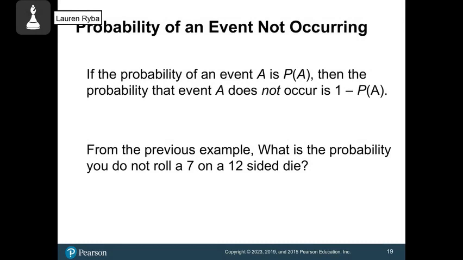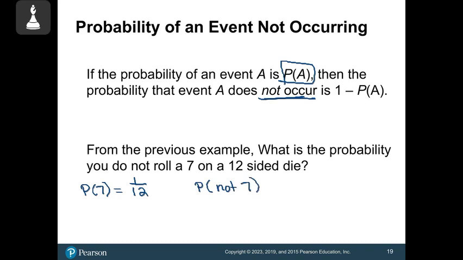If we know the probability of an event occurring, we can find the probability of it not occurring. So if we know that P of A represents the probability of our event occurring, then the probability that it does not occur is going to be 1 minus that value. So let's look at that die problem. We knew that the probability of rolling a 7 on a 12-sided die was 1 out of 12. So if we want to find the probability of not a 7, well, that's every other number on the die. That is the remaining 11 out of 12 numbers, which is exactly 1 minus 1/12, giving me 11/12.